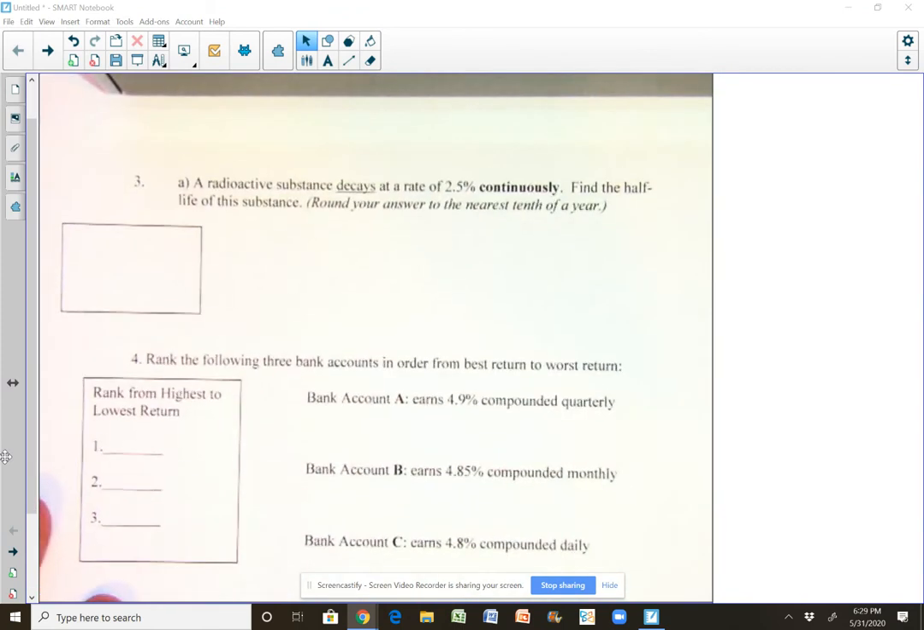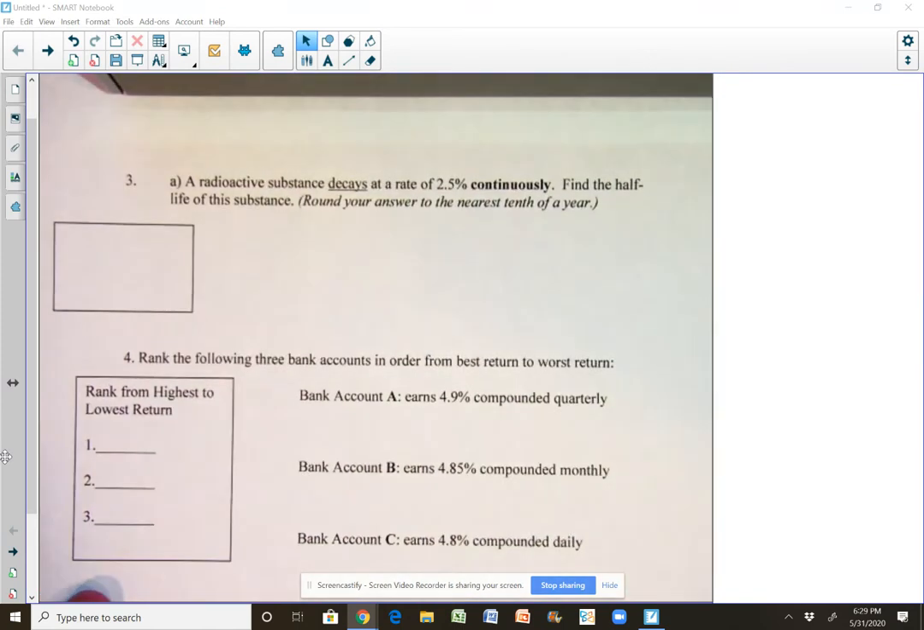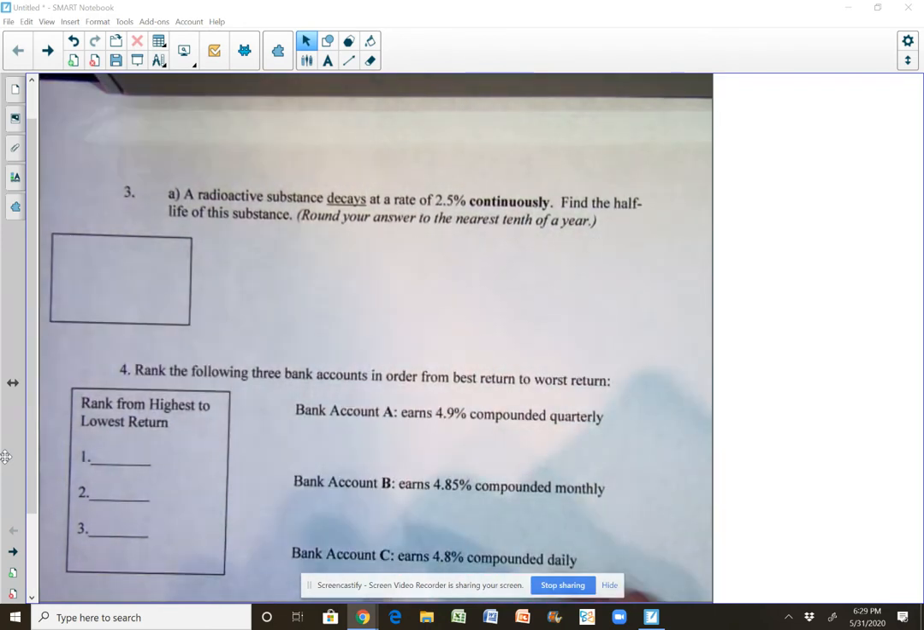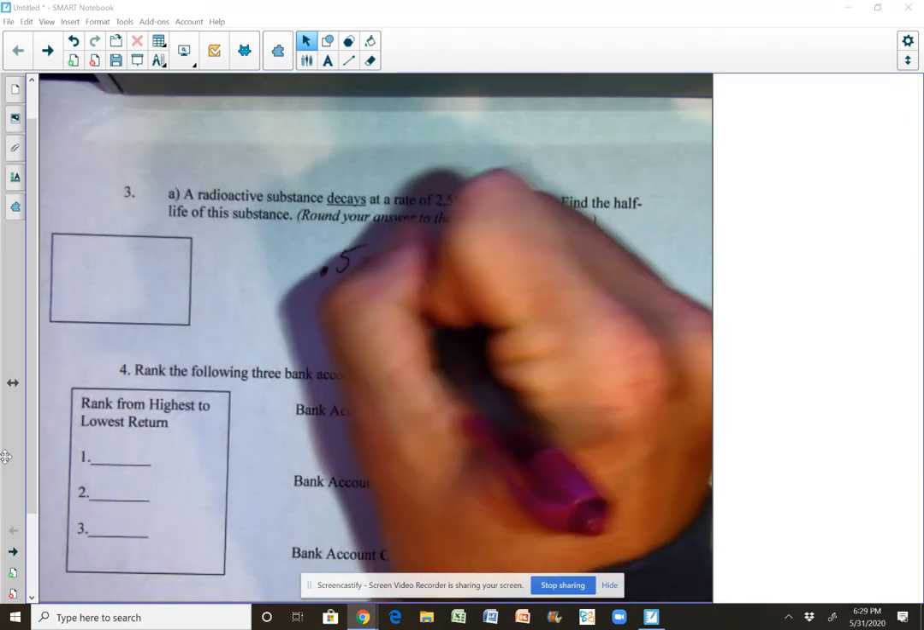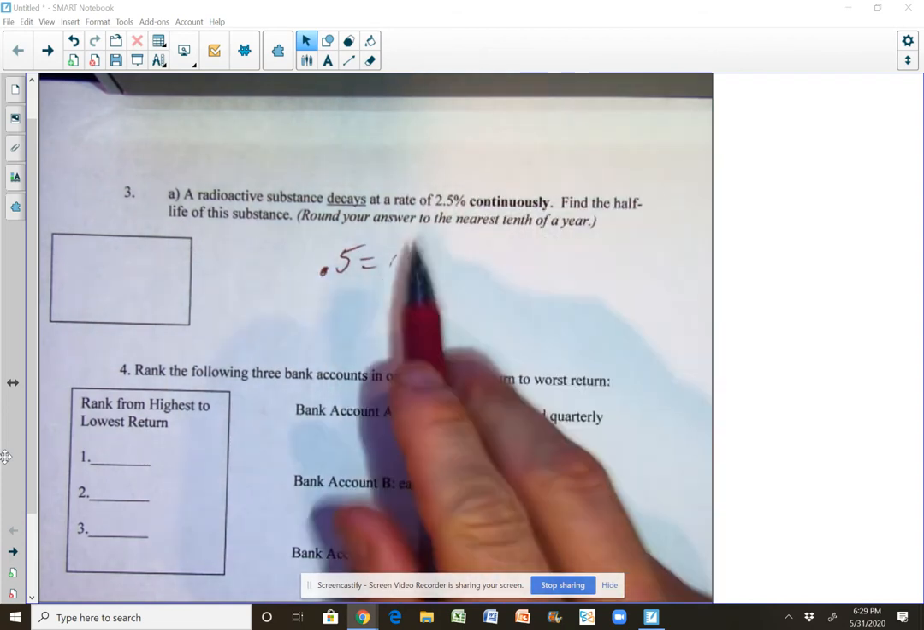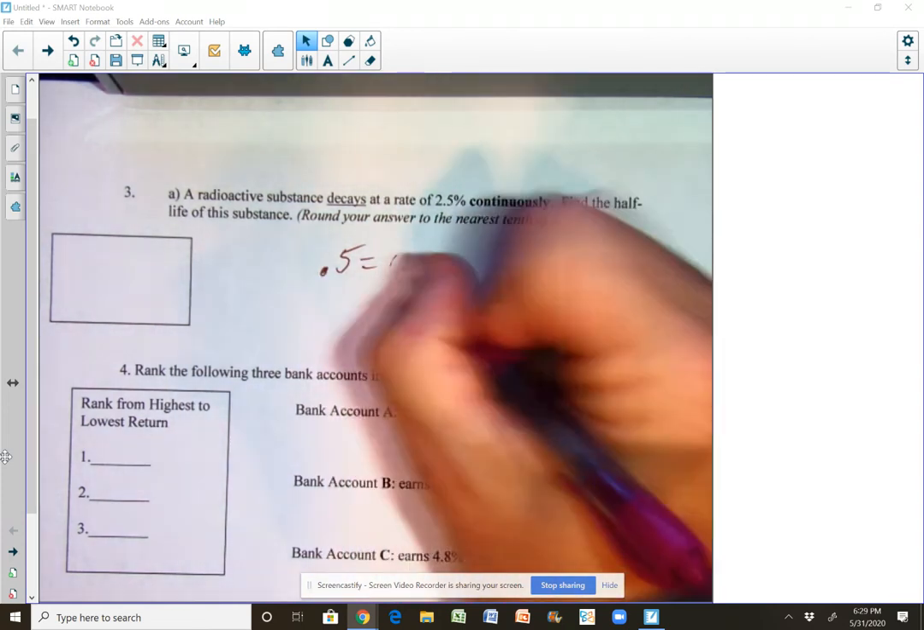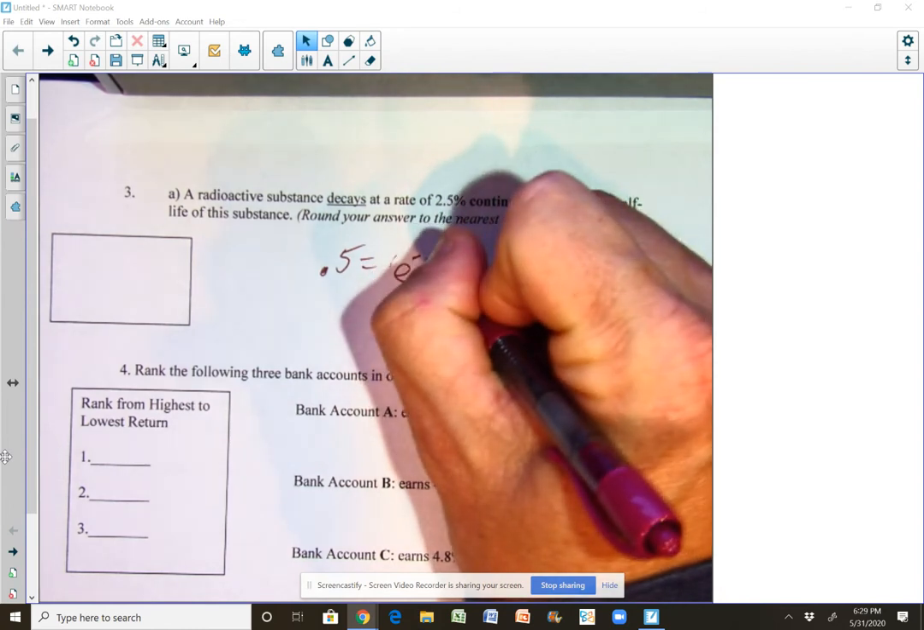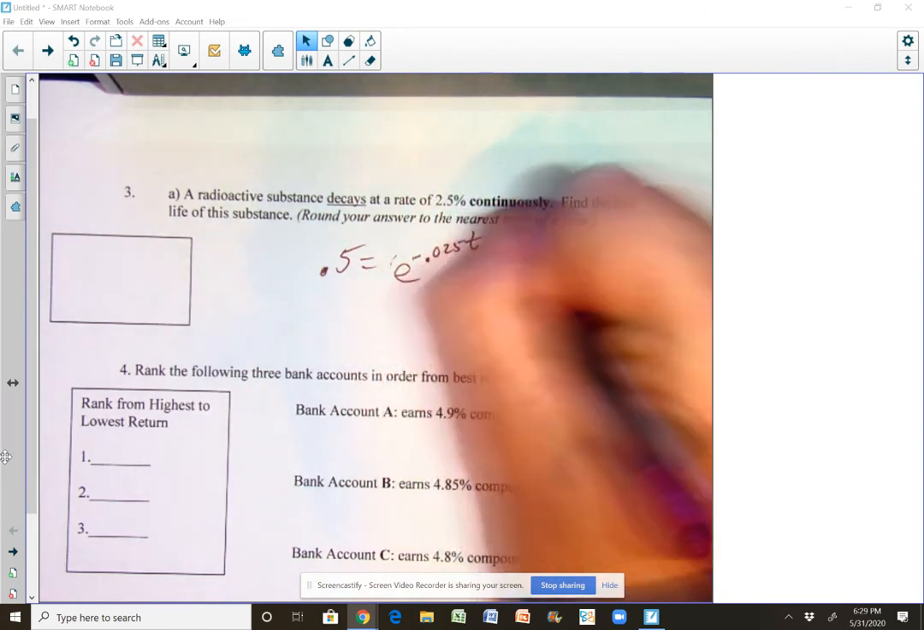All right, moving on to the second page, and last page for this worksheet. So a radioactive substance decays at 2.5% continuously. Find the half-life. So half-life questions, 0.5 equals b to the t, but this b value is a continuous decay rate, so it's actually going to be e to the negative 0.025 t.